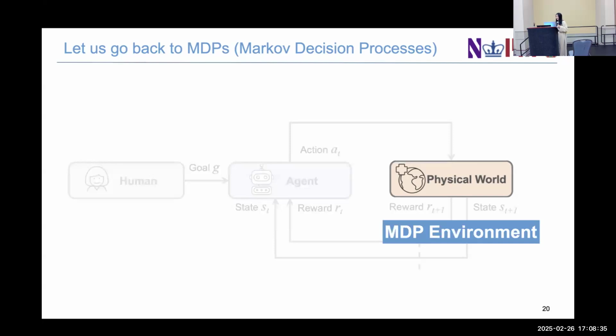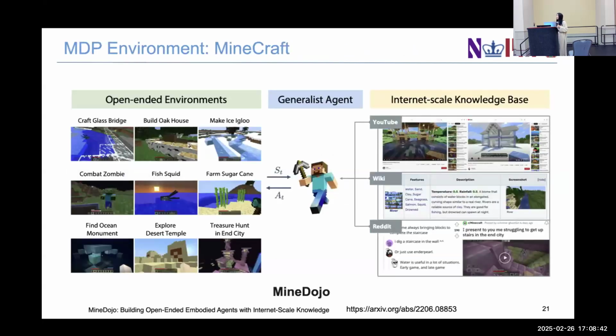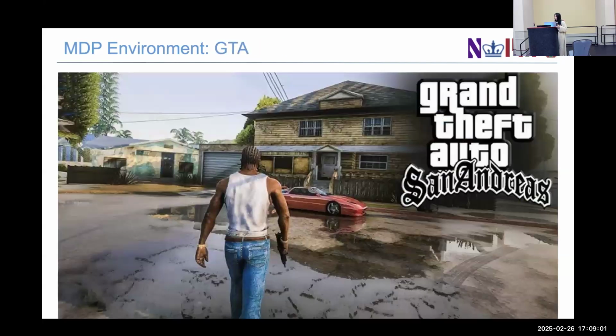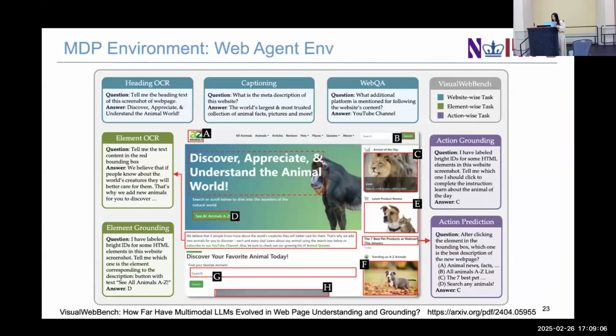The first thing we care about here is that from this physical world, we have the MDP environment. In these embodied settings or web agent settings, we have different types of environments defined. Firstly, gaming environments like Minecraft. We can also have a lot of different visual scenes, and we have the general agents, and we try to collect their information from different sources like internet data. And then we also have other gaming environments that are more immersive and interactive, like GTA.